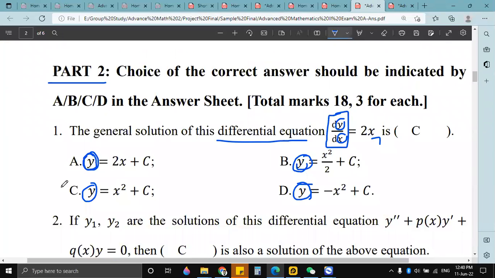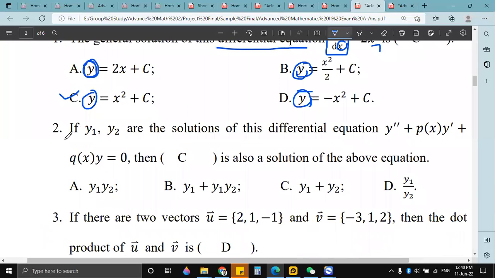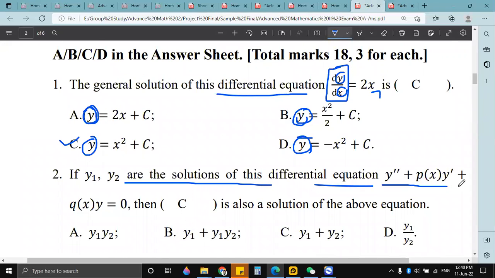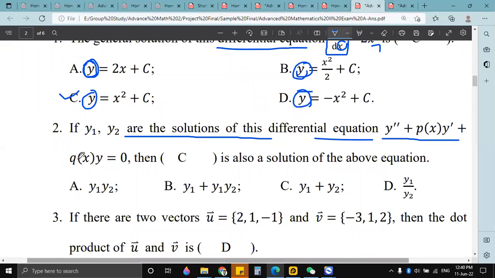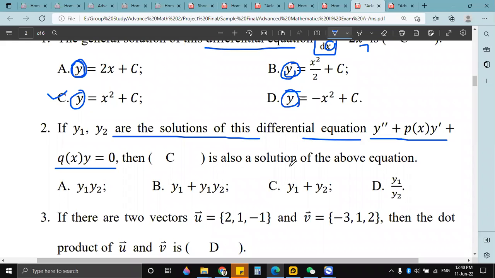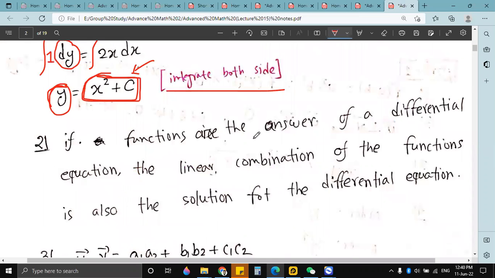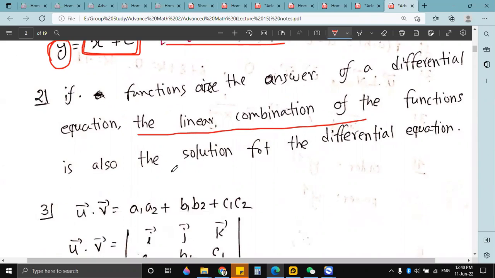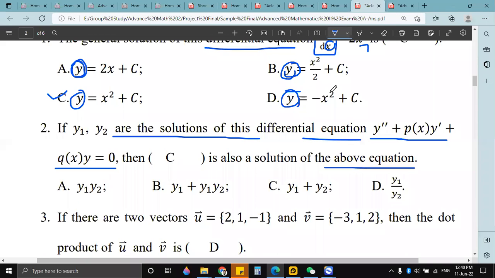So the solution is c, y equals x squared plus c. And then if y1, y2 are solutions of this differential equation, y double prime plus p of x y prime plus q of x y is equal to 0, then the linear combination is also a solution of the above equation. So if functions are answers of the differential equation, the linear combination of the functions is also a solution for the differential equation. Linear combination means if you just add them, it is a linear combination. So we just need to add them, y1 plus y2. So this is also a solution for the differential equation.